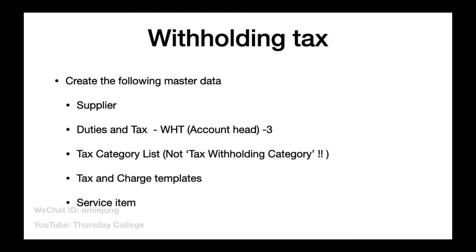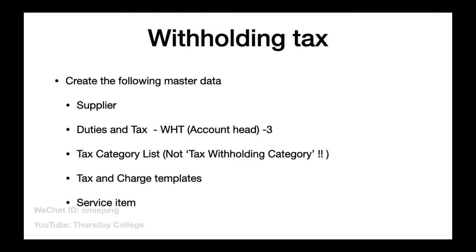In order to do withholding tax with ERPNext, we need to have the master data first. For example, we need a supplier. For my topic, the supplier can be any supplier, and we will not fix the withholding tax on the supplier. Then you need to add the account head of the duty and tax. The rate should be -3. I'm going to tell you later why there is a minus sign.